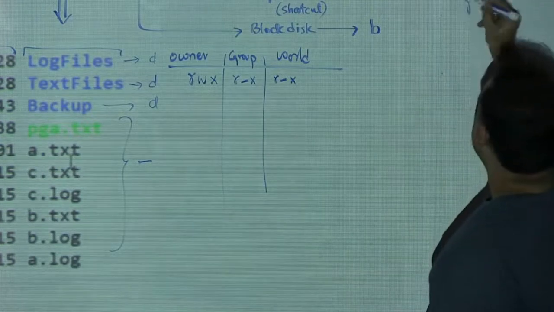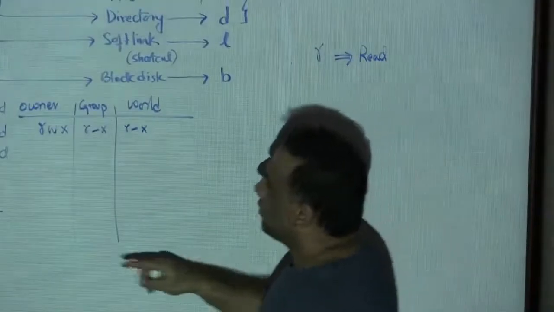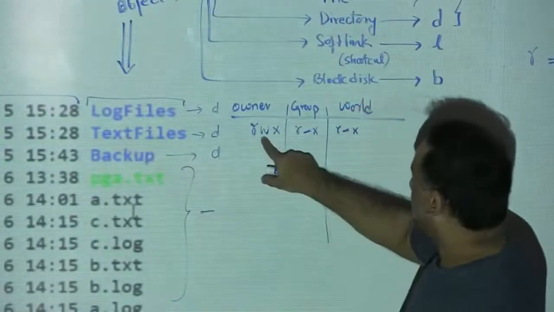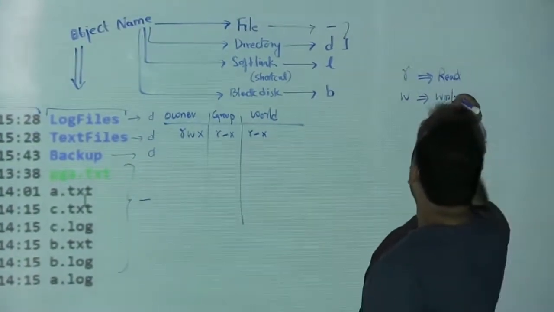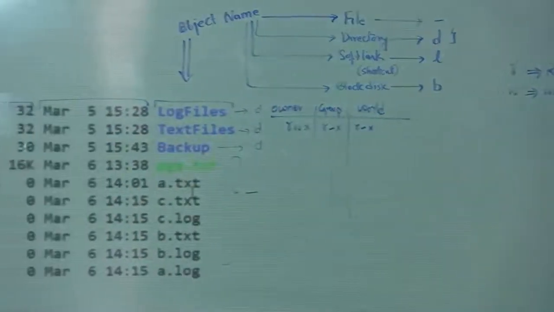What exactly is R? R means read. The owner should be able to read this directory called log files. W here means the owner can write. If I'm the owner, who is the owner? This guy is the owner.